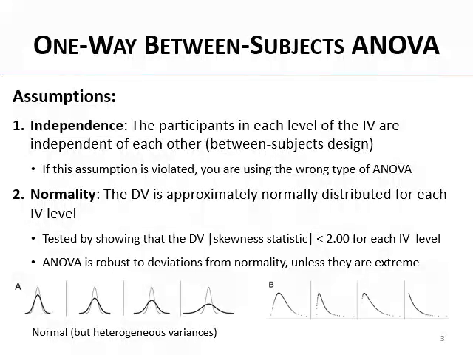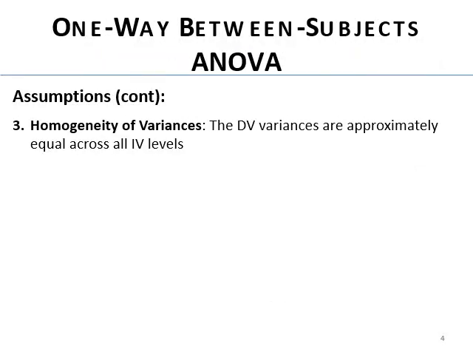Whereas the ones on the right over here are very, very skewed. These are clearly all right skewed, and severely so. This would be one of those big violations where you might have a problem with your ANOVA and have to do a backup test. The third assumption is homogeneity of variances.